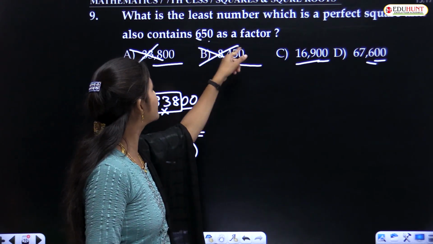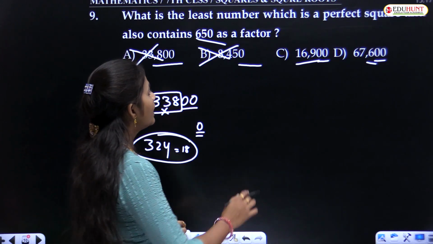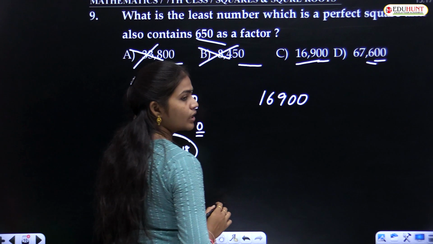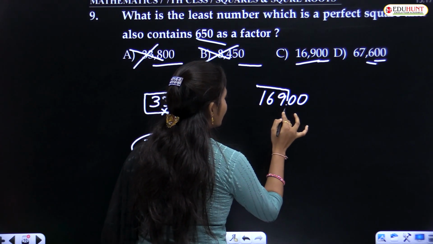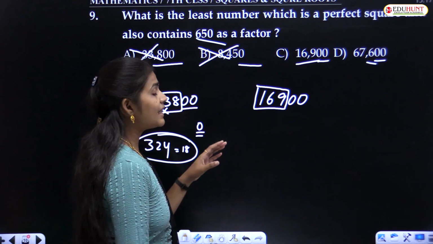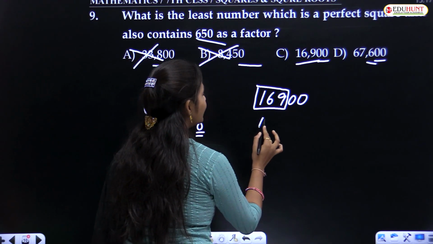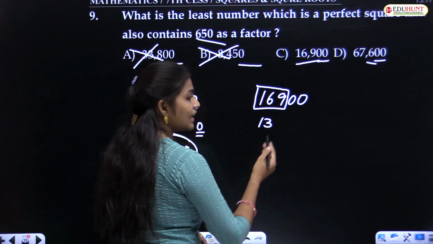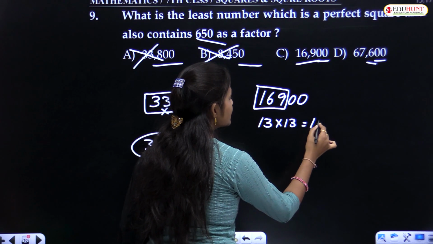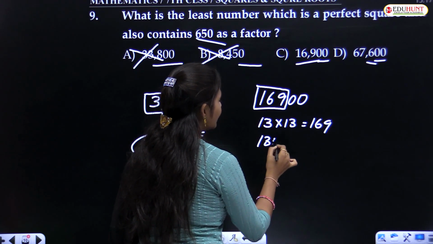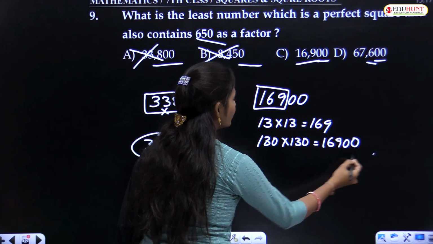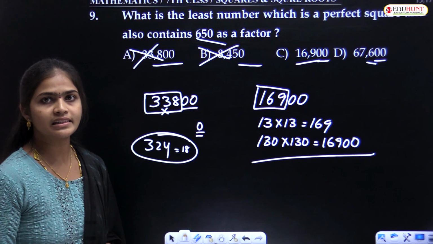After that we have to go for 650 as a factor. Okay, next, here 16900. Okay, here also let the remaining 2 zeros be, we will just check 169. 169, that is a perfect square for 13. Okay, 13 13s 169. So 13 into 13 is equal to 169. So 130 into 130 is equal to 16900. If you want, then you can calculate that.